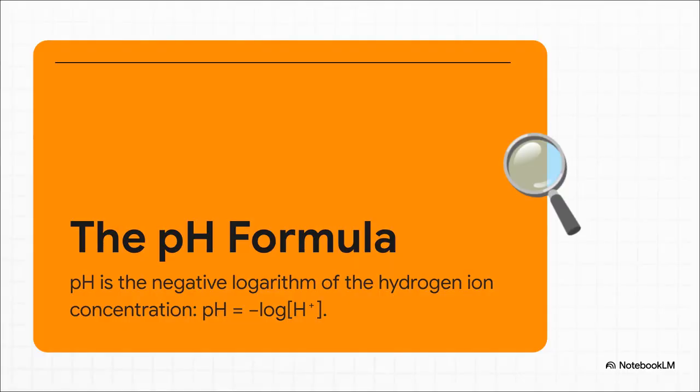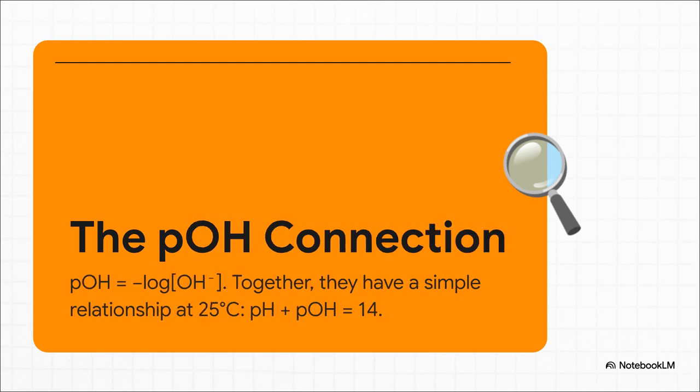But where do these nice, simple numbers even come from? Well, it's actually just a clever math trick. This formula might look a little intimidating with the log, but all it really does is take those super small, awkward numbers for ion concentrations and turns them into this nice, friendly scale we all know from 0 to 14. And just so you know, there's a mirror image to this called pOH, which does the same thing for the hydroxide ion. And because of that special constant for water we just talked about, the two are always connected. It's super simple. pH plus pOH always equals 14.